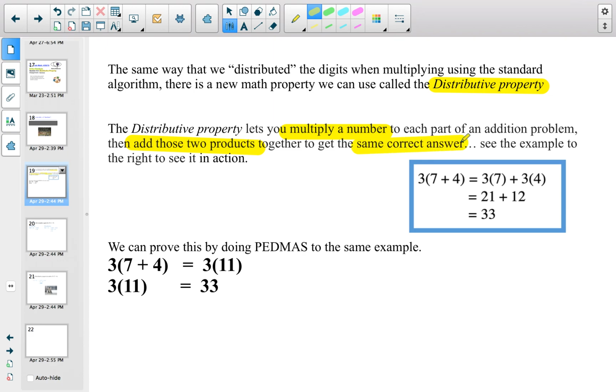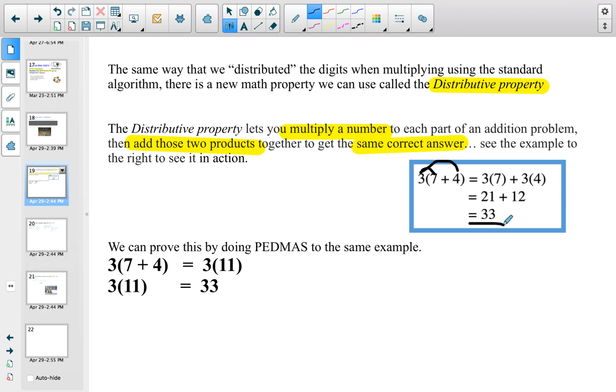We're going to look at an example here and kind of prove it now. So we have 3 times the quantity 7 plus 4. Well, the distributive property says I can distribute this 3 to the 7 and the 3 to the 4. And that's exactly what I did right here. I did 3 times 7 plus 3 times 4. Well, 3 times 7 is 21. 3 times 4 is 12. Add them up, we would get 33.